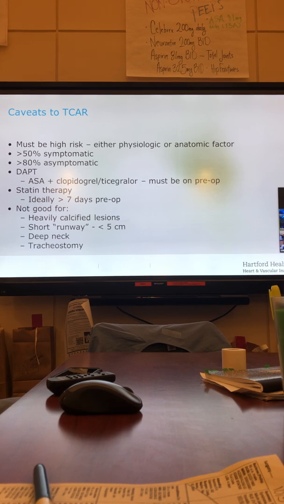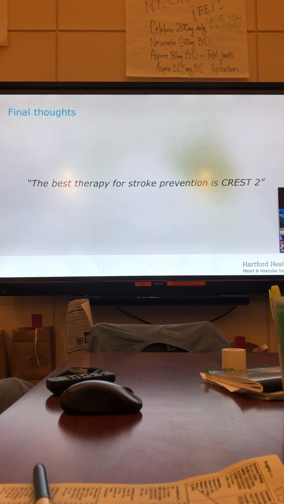That's the take-home message: they have to be on an aspirin, on either Plavix or Brilinta, and they have to be on a statin. They have to be compliant with all of them. We want to know the last time they took those meds. All right? I think that's it.